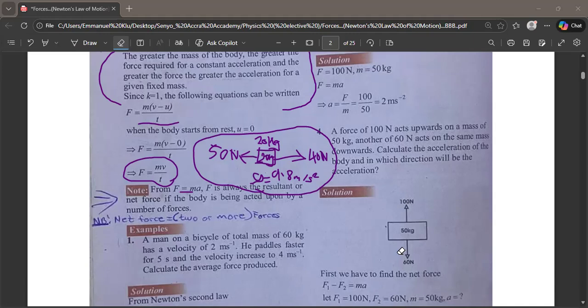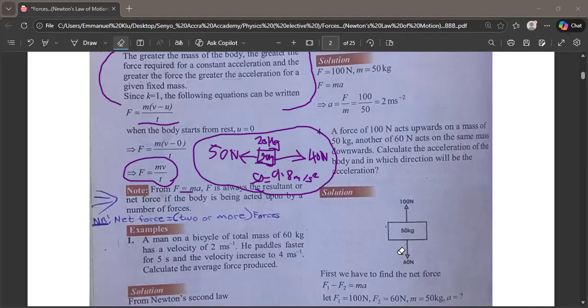What is the net force? When bodies are moving in opposite direction, to get their net force is just 50 Newton minus 40 Newton. That is all. I told you that if you are moving in opposite direction, you subtract. So you get 10 Newton.